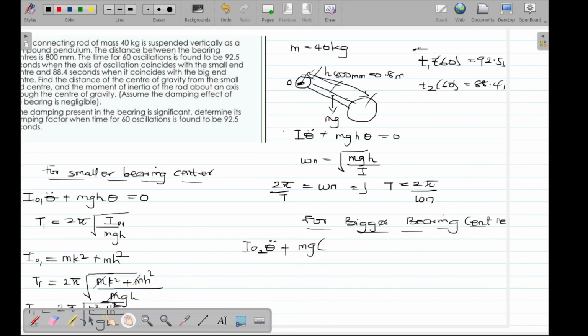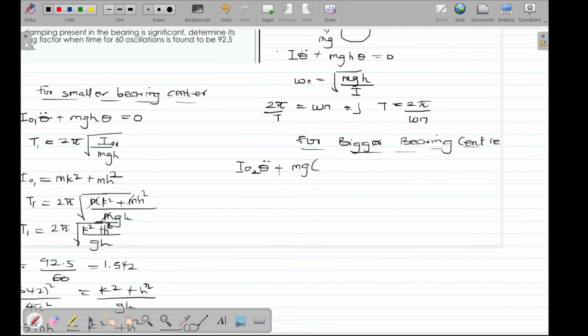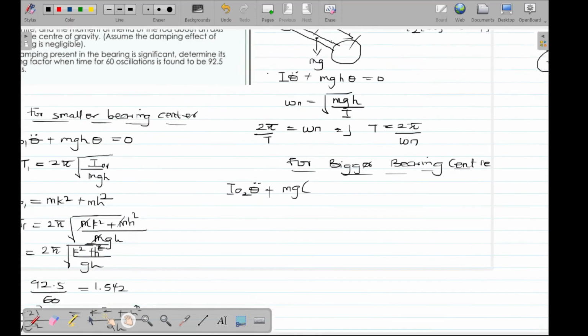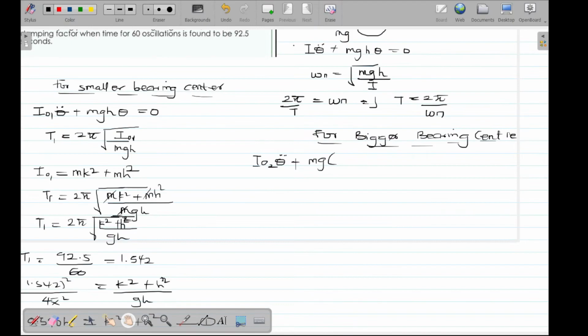Now this time, as I stated earlier, from here to here is 0.8, and we stated that when we use the smaller bearing center, the distance from the center to the center of gravity is h. That means the distance from the center of gravity to the center of the bigger one will be what? 0.8 minus h. Let me show you that. If you draw the bigger bearing pivoted at the point, this will be the center of gravity. The distance from here to here will be 0.8 minus h. All right.